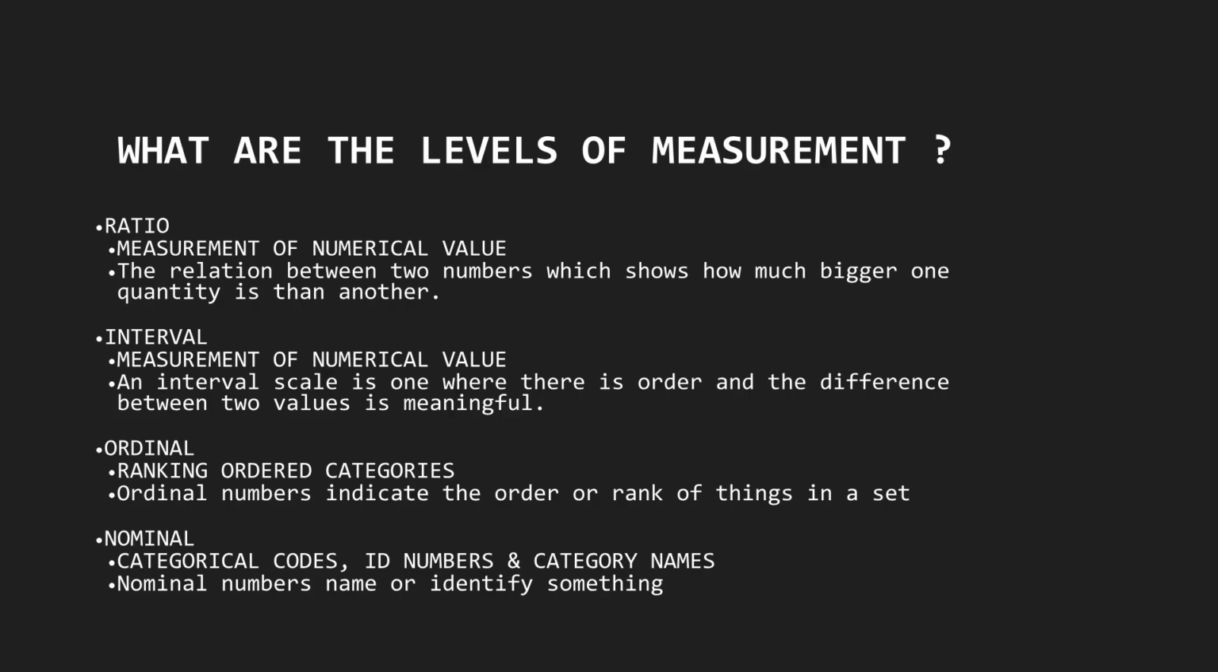Let's look at the levels of measurement. Ratio measures numerical values where the relationship between quantities is significant. Interval also measures numerical values, but here, the difference between values is meaningful, with order present. Ordinal involves ranking ordered categories, indicating the order or rank of items. Finally, nominal refers to categorical codes, ID numbers, or category names, simply identifying something.